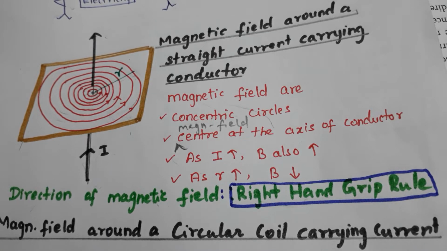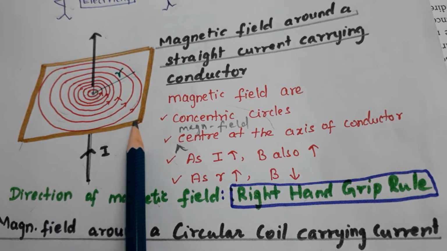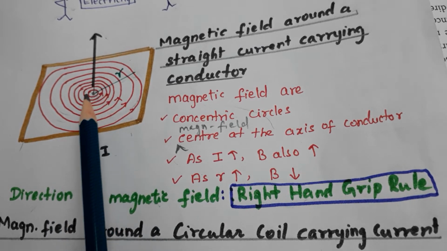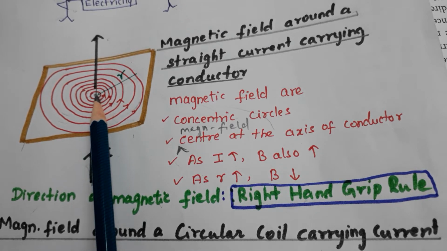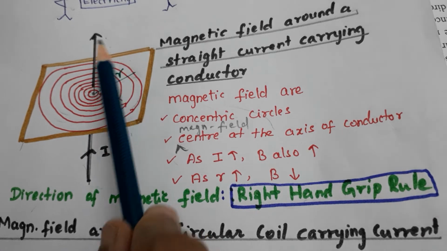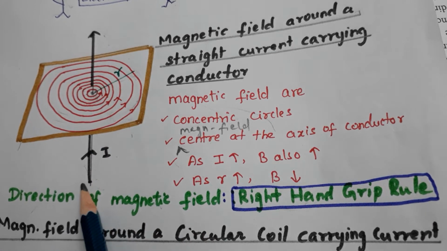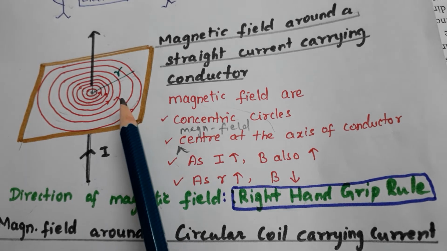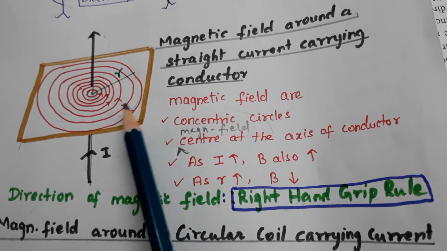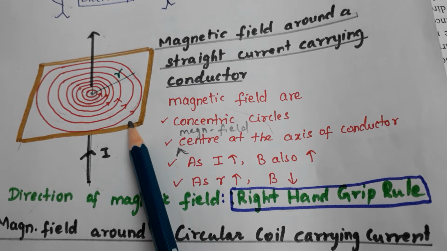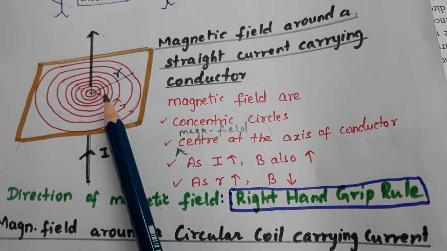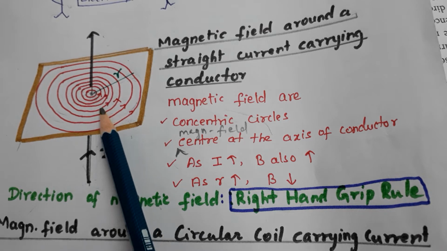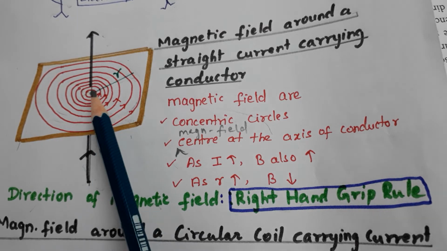For this, you have to consider a cardboard. Take a cardboard, make a hole, and insert a straight conductor into the hole. Connect the ends of the conductor to the battery and the key. Next, spray the iron filings. Switch on the current and tap the cardboard gently. You can see that the iron dust is arranged in a certain pattern, which shows that the magnetic field lines are concentric circles, and the center is at the axis of the conductor.